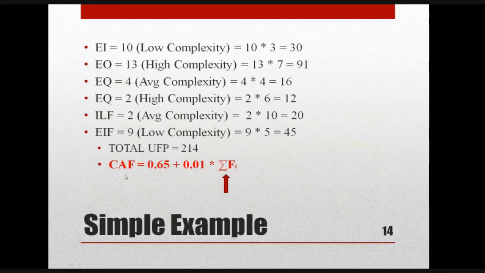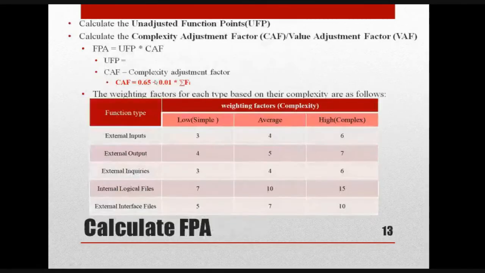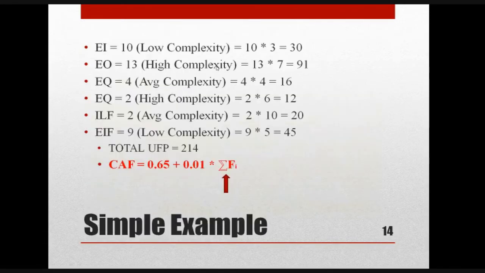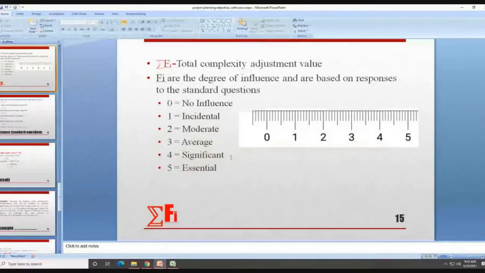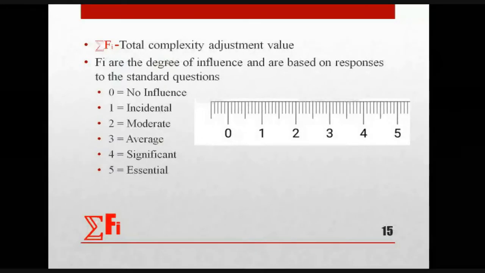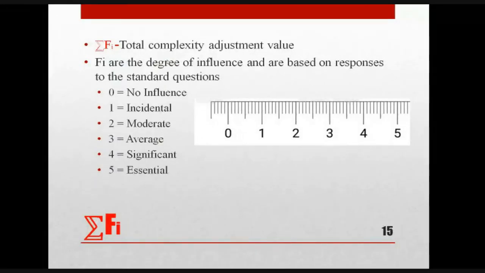Now what we have to do, we have to calculate the CAF. What is CAF? Complexity adjustment factor. For that, what is the formula we discussed? 0.65 plus 0.01 into summation of Fi. So we have to calculate the summation of Fi. What is summation of Fi? Summation of Fi is the total complexity adjustment value, right?